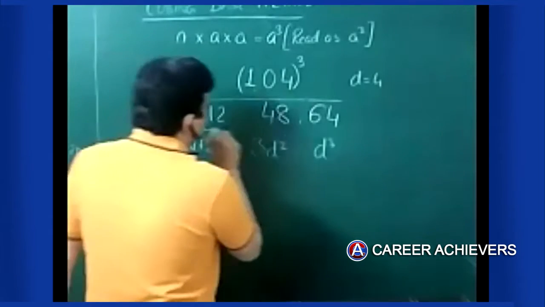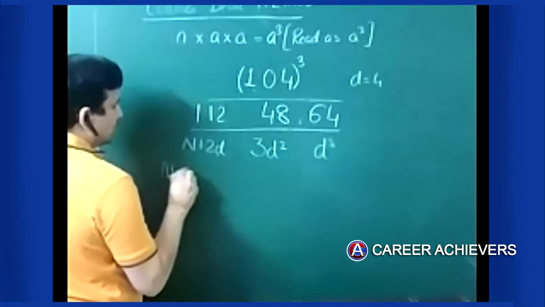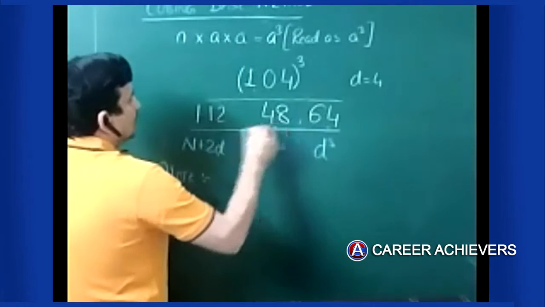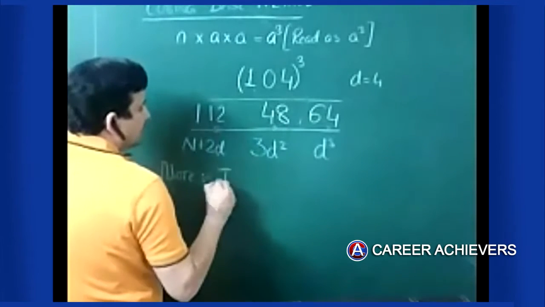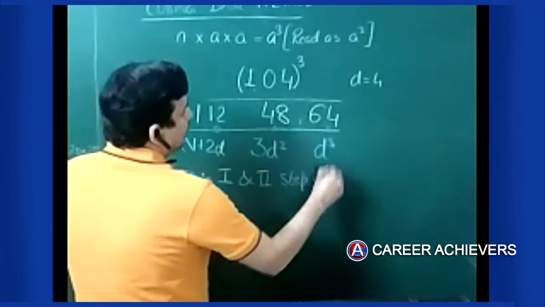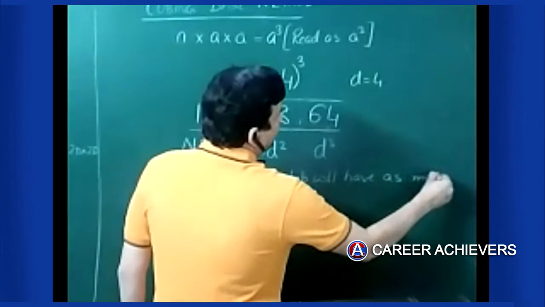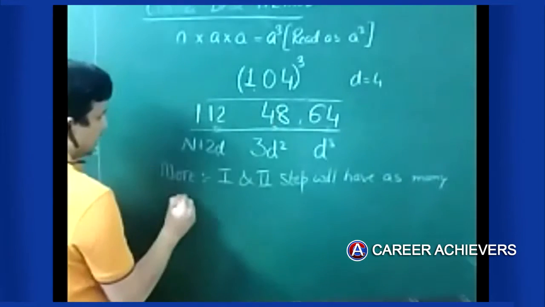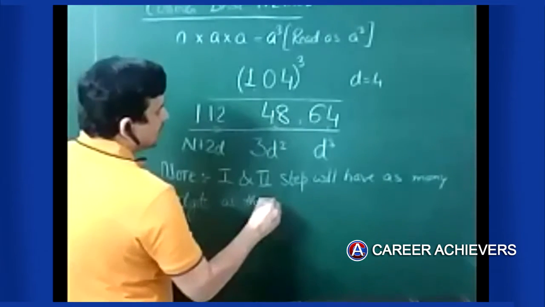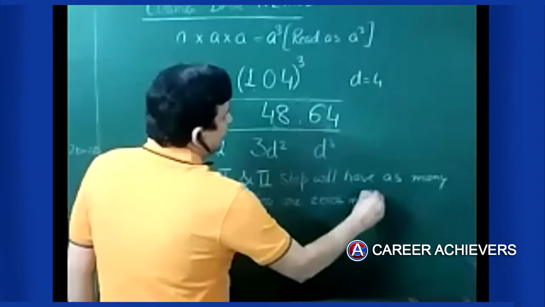Okay. Now we have a rule. Note, we will write it as a note. This is step 1, 2, and 3. So the first and second step will have as many digits as there are zeros in the base.